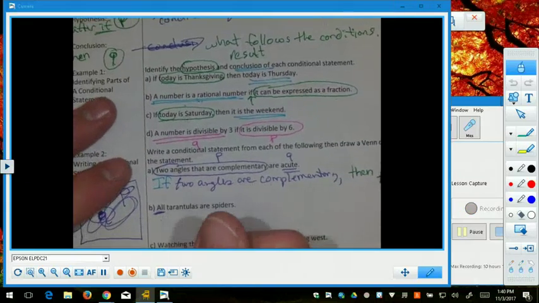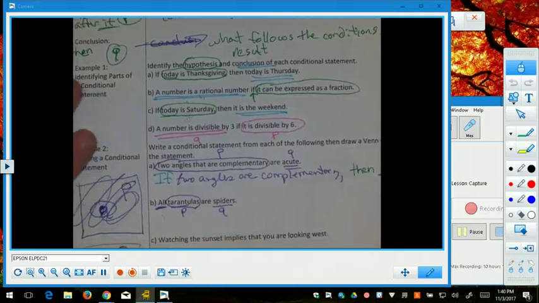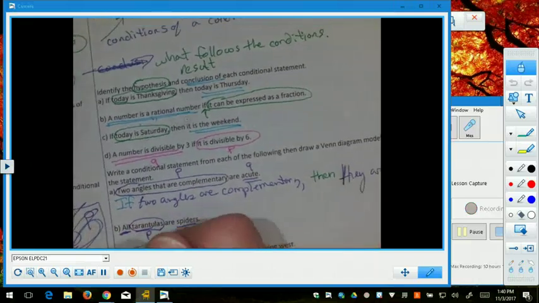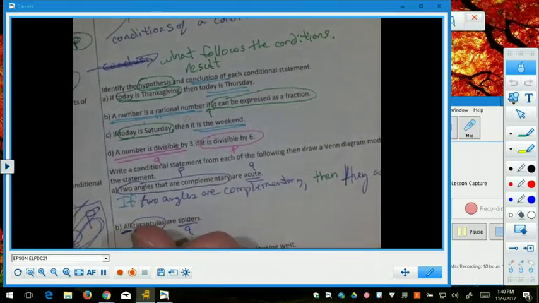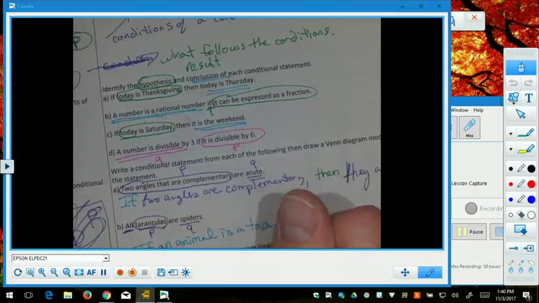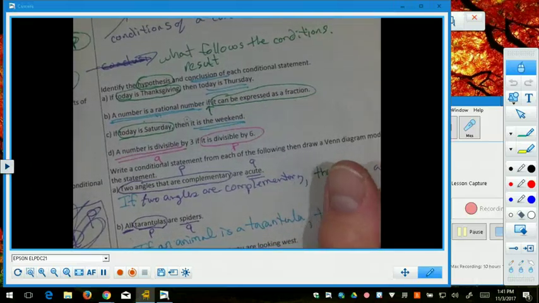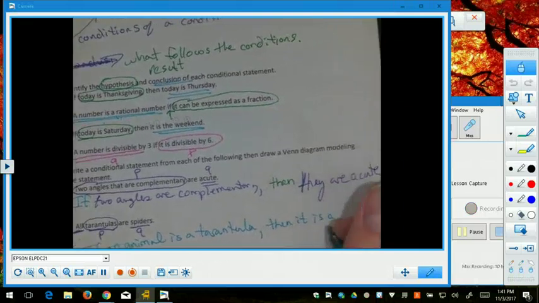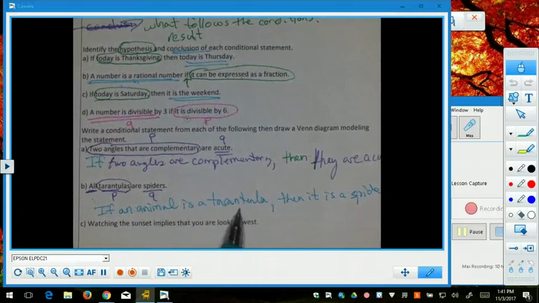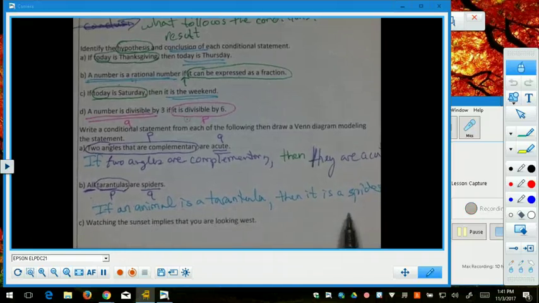Tarantulas are a specific type of spider, so those are the subgroup. The larger group is the group of all spiders. So if, and I don't want to say an animal, but we'll say an animal, that's not technically correct, is a tarantula, or maybe you say if your pet is a tarantula, then it is a spider. So here I have my subgroup being tarantulas, my larger group being spiders. If your pet is a tarantula, then it is a spider.